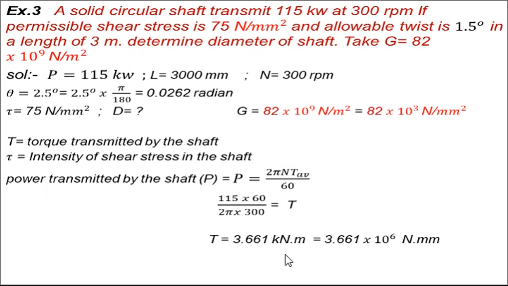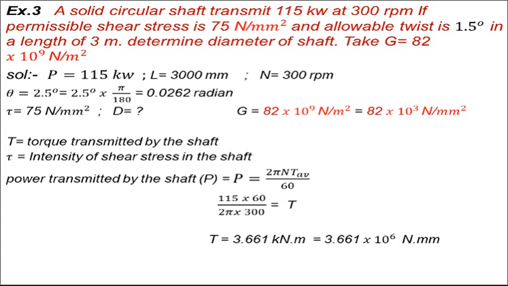Let us take the second problem. A solid circular shaft transmits 115 kilowatt at 300 rpm. If permissible shear stress is 75 Newton per mm square and allowable twist is 1.5 degree in a length of 3 meter, determine the diameter of the shaft. Take G equal to 82 into 10 raised to 9 Newton per meter square.